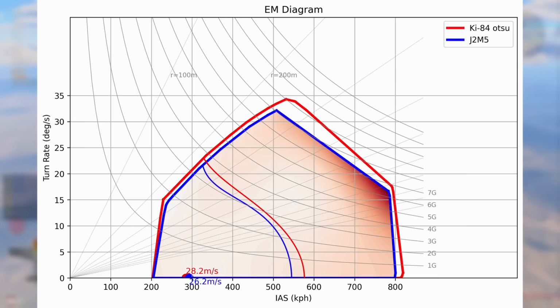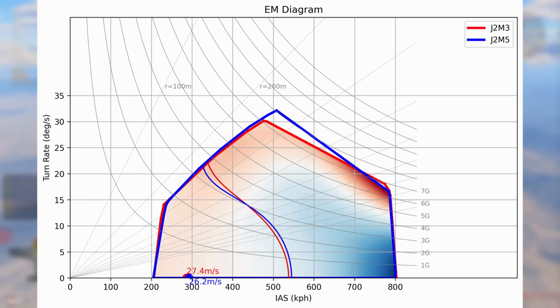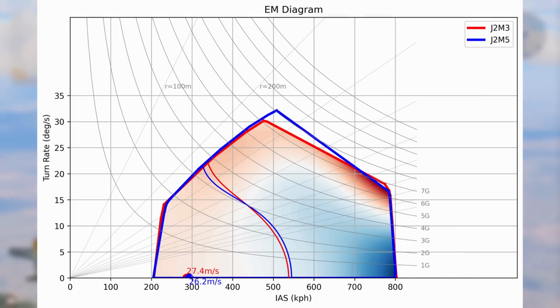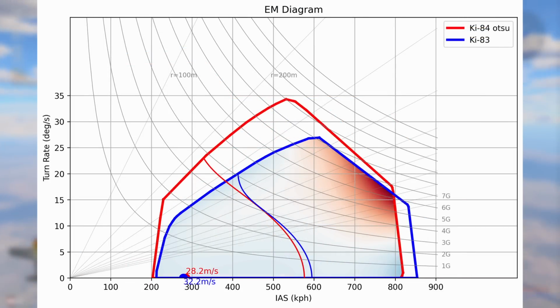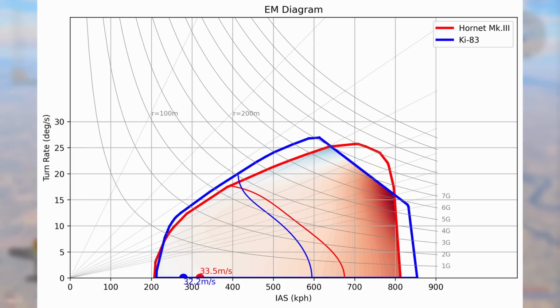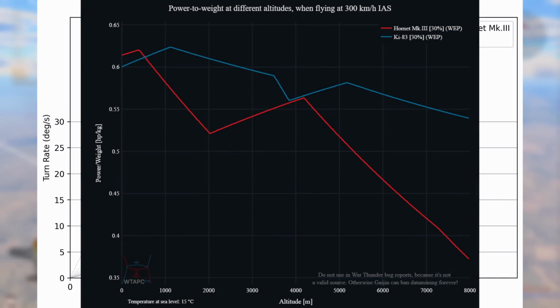The J2M5 is worse again, only slightly faster while sacrificing everything else. I think at least this one has an engine that performs slightly better once it goes above 500 kilometers altitude, but it's still not worth it. The Mk.83 is the closest competitor to the Hornet. It's slower and climbs worse, but it turns better, a simple trade-off. I think it also loses less engine power at high altitude.